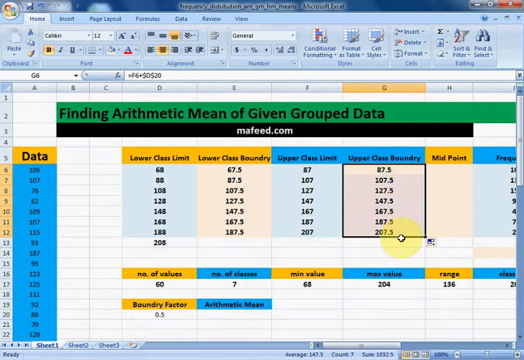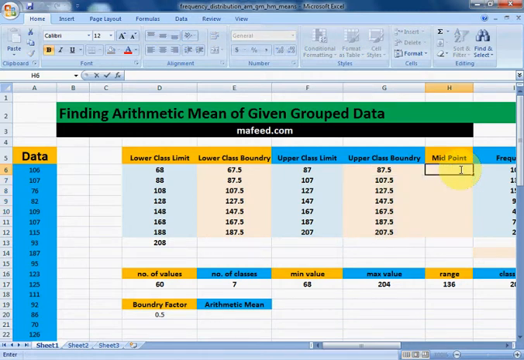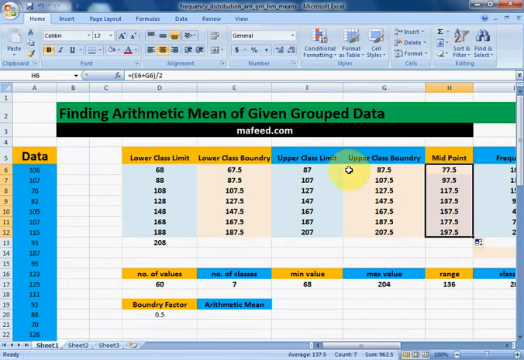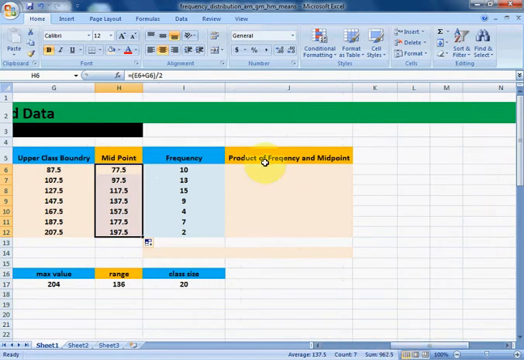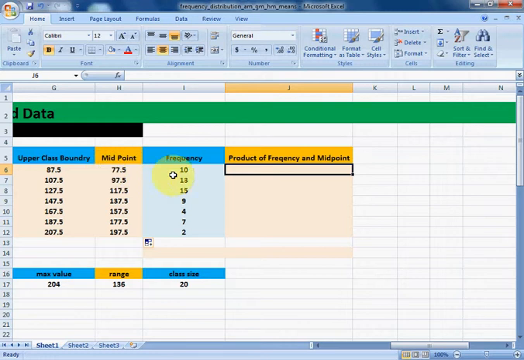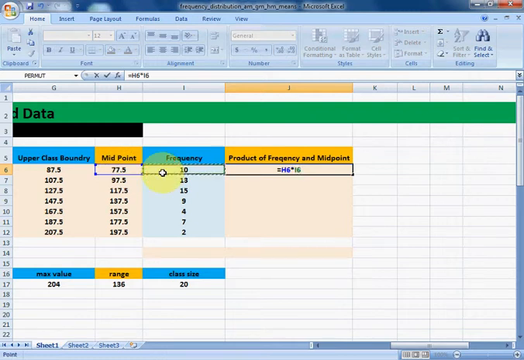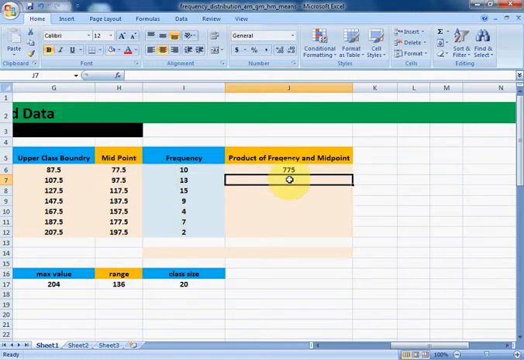Now we will find the midpoint of lower class boundaries plus upper class boundaries divided by 2. Now we have midpoints for all the lower class boundaries and upper class boundaries. Next we need to multiply midpoint and frequency, is equal to midpoint value into corresponding frequency, enter, and same for all the rest.